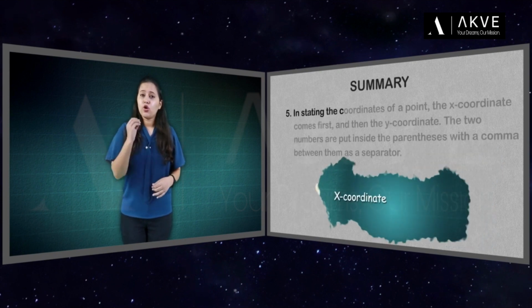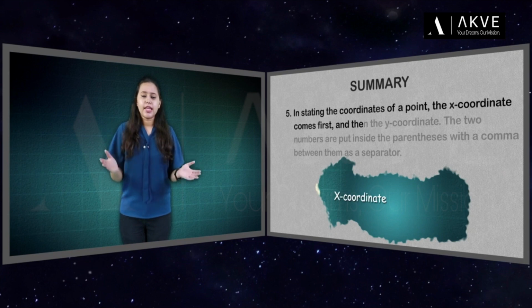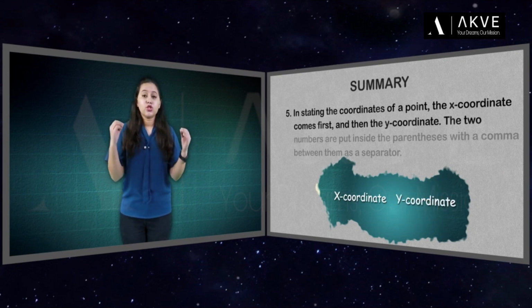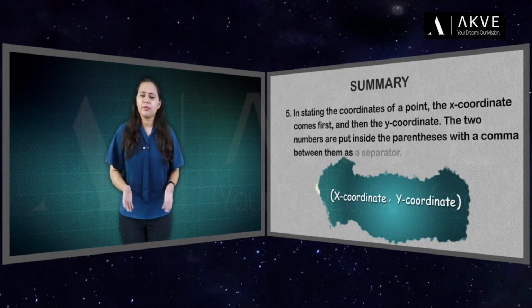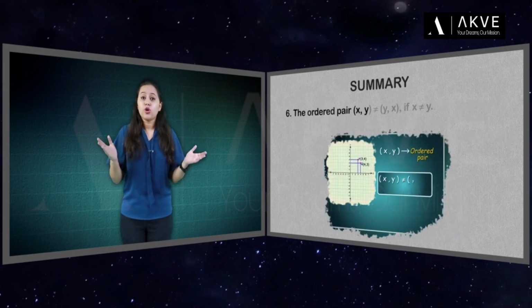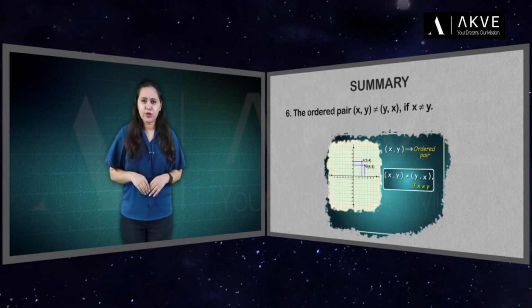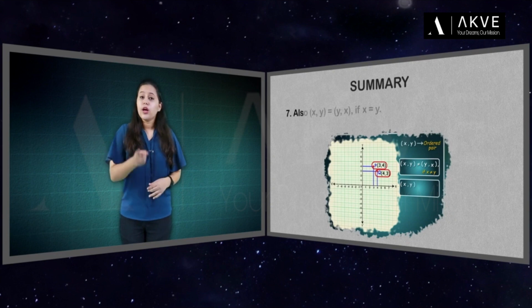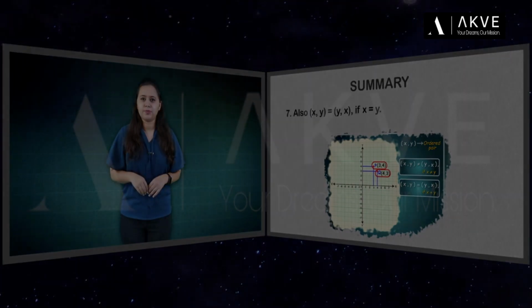In stating the coordinates of a point, the x-coordinate comes first and then the y-coordinate. The two numbers are put inside parentheses with a comma between them as a separator. The ordered pair (x, y) is not equal to (y, x) if x is not equal to y. Also, (x, y) is equal to (y, x) if x is equal to y.